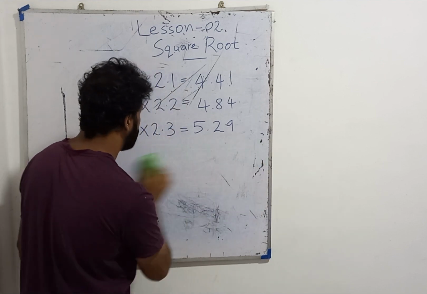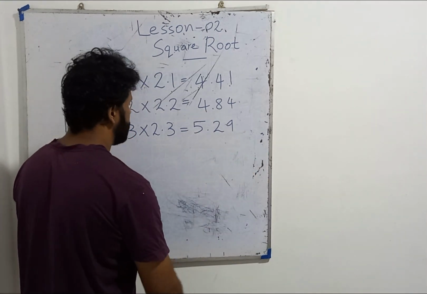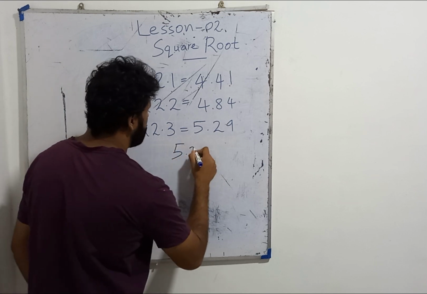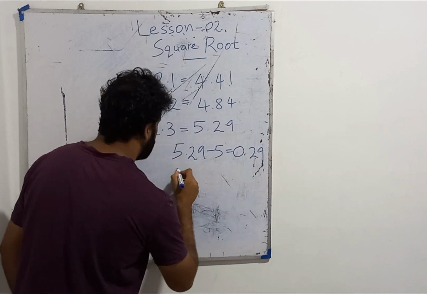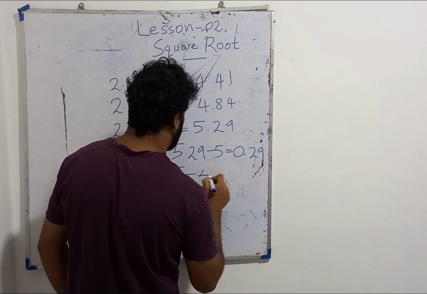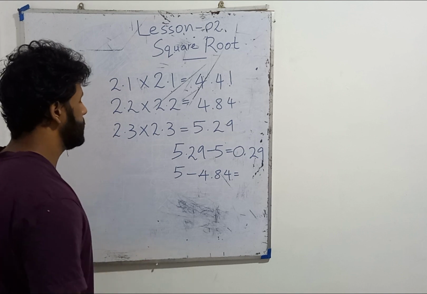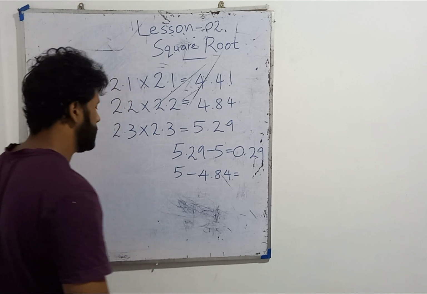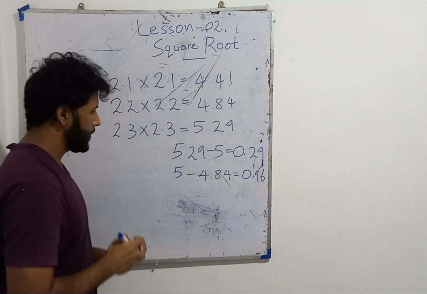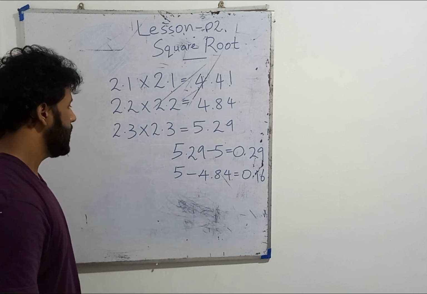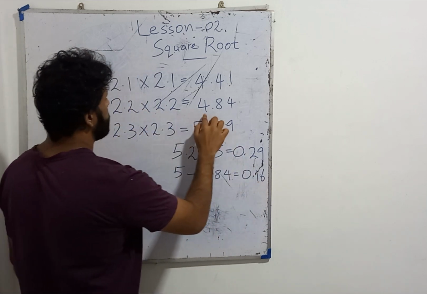Actually now we are considering the square root of 5. Just erase that, okay, since I don't have space. Well, 5.29 minus 5, that's going to be 0.29, right? Then 5 minus 4.84, okay, that's going to be 0.16. 0.29. Okay, I hope now you can understand 2.2 into 2.2.